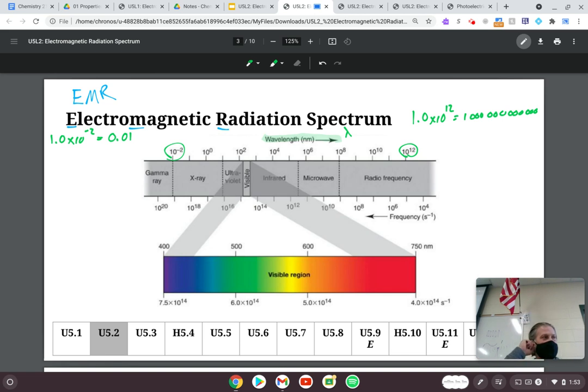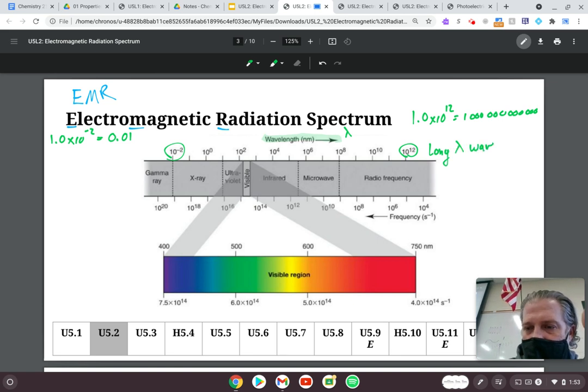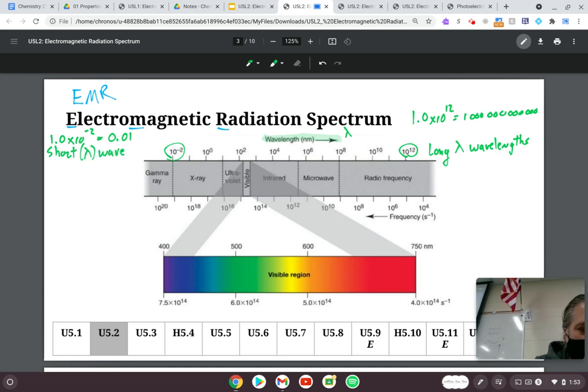Okay, so on one end, we have long wavelengths. And on the other hand, we have short wavelengths.